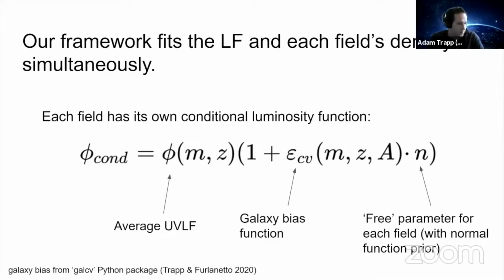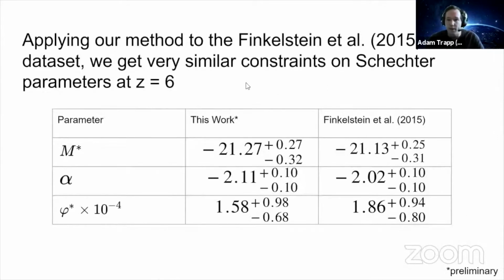So for example, if we fit the Finkelstein data from 2015 using this method to compare, we get similar constraints on the Schechter parameters at redshift 6. And this isn't the most recent luminosity function measurement, as we've heard, but this is the most recent one that I've gotten to reproducing so far. So we recover the same constraints on the Schechter parameters at redshift 6 and also at the other redshifts.